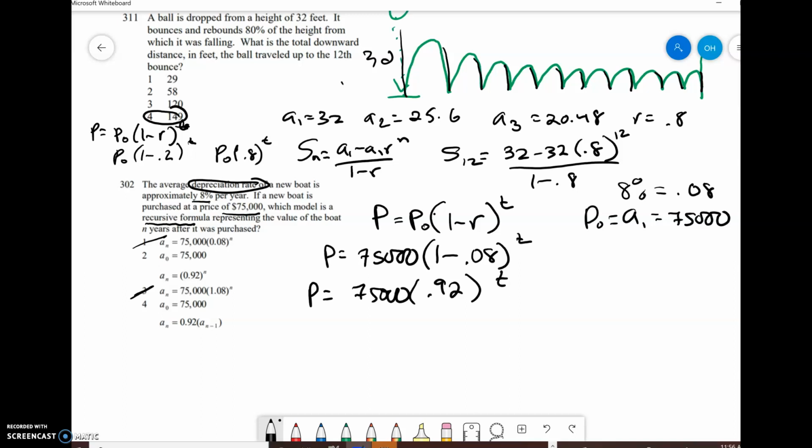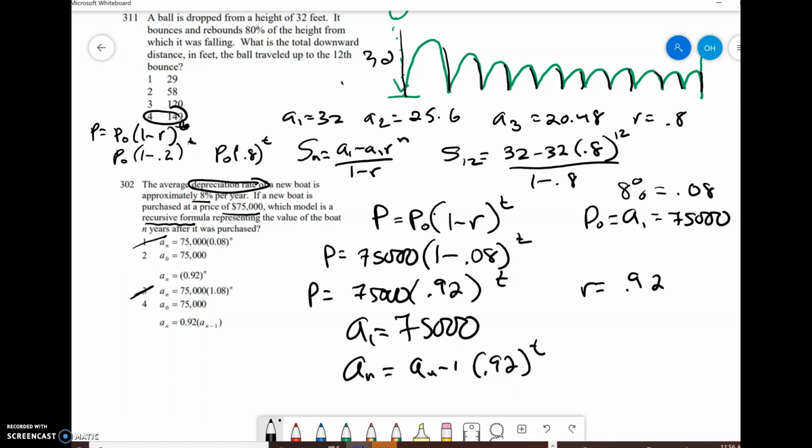Anyway, I'm going to write the recursive formula. A recursive formula for a geometric sequence always states your initial amount, which is 75,000. That matches for both of them. And then a sub n is equal to a sub n minus 1 times r, and r here, our common ratio, is 0.92. Which one fits the bill? Well, it looks like answer choice 4. And that's pretty much it.